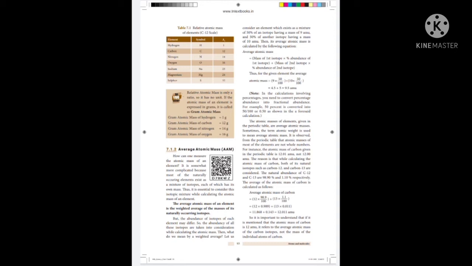If the atomic mass is expressed in grams, it is called gram atomic mass. Gram atomic mass of hydrogen is 1 gram. Gram atomic mass of carbon is 12 grams. Gram atomic mass of nitrogen is 14 grams. Gram atomic mass of oxygen is 16 grams.